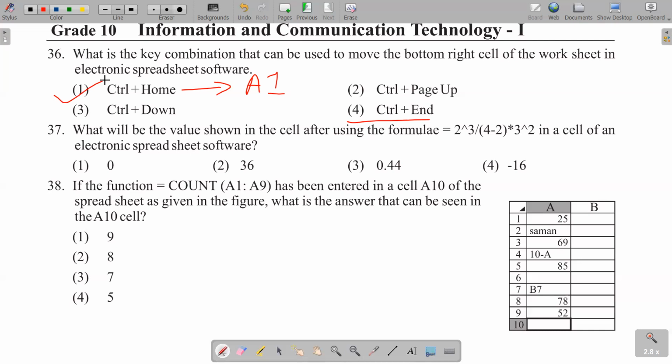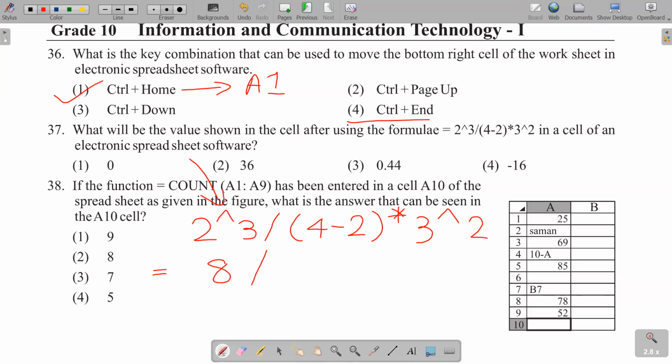And 37th, what will be the value shown in the cell after using the formula? Yes, so what do we have here? We have 2 to the power 3 divided by 4 minus 2 into 3 to the power 2. So first, the power is going to happen. So 2 to the power 3 is going to become 8.